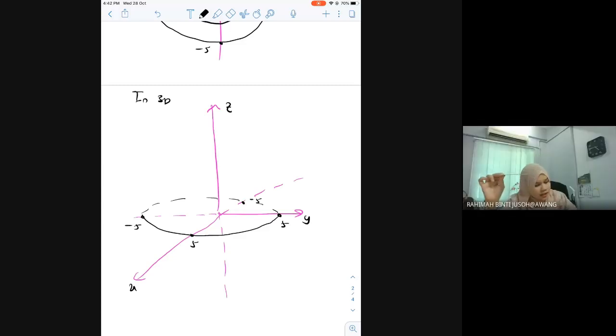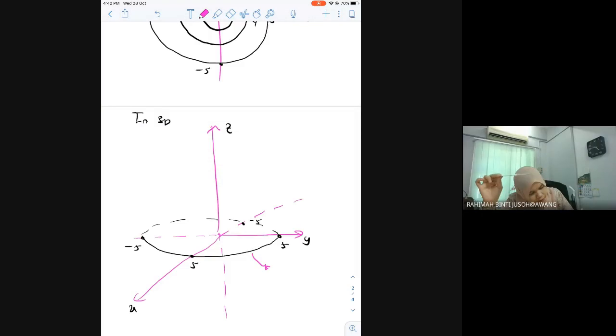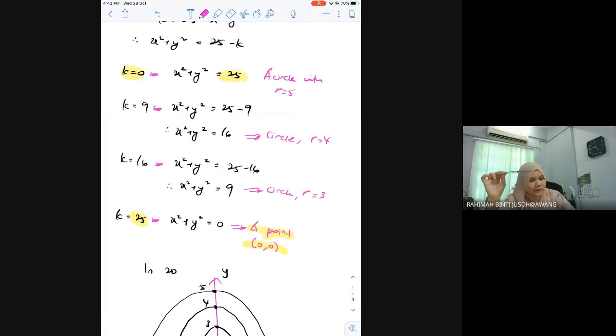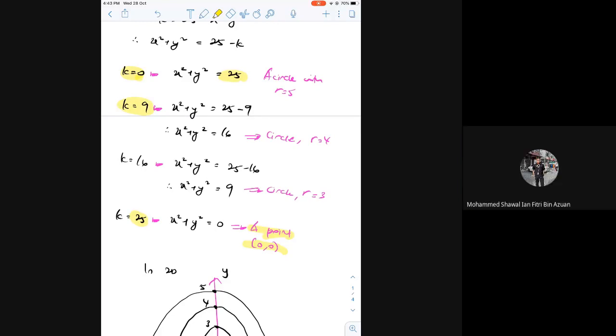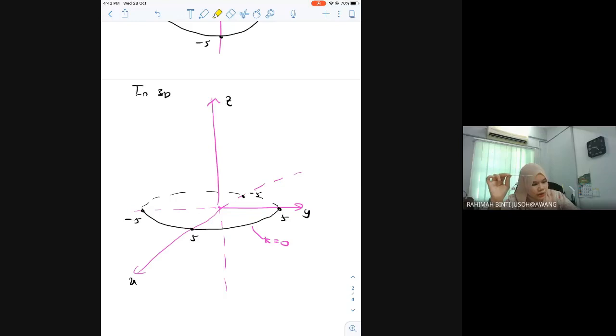Okay, and then this is for the k equals to 0. This is when k equals to 0. K 0 ni maksudnya z equals to 0. Lantai, xy plane, pada tapak. Alright, and then if we increase the values of k, k equals to 9. K means what? It's height. Alright, so now when k equals to 9, maksudnya dia bertambah ketinggian, is getting higher.